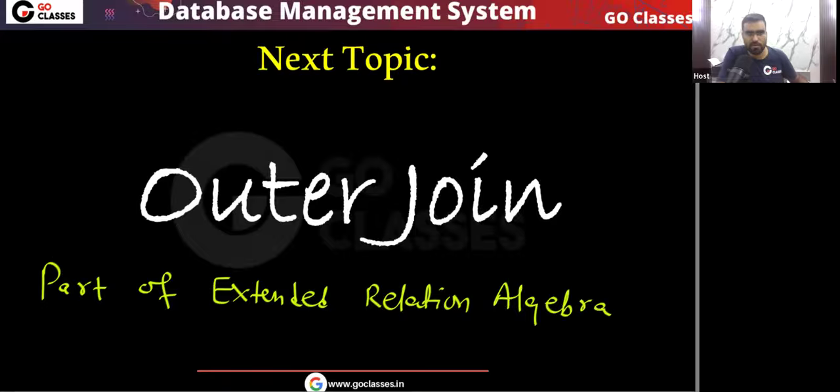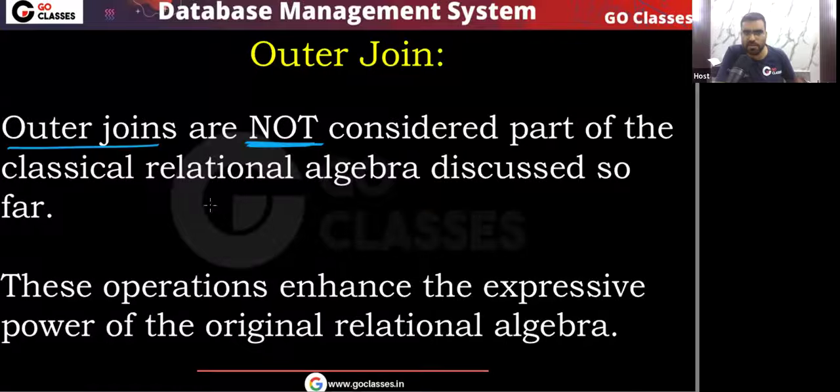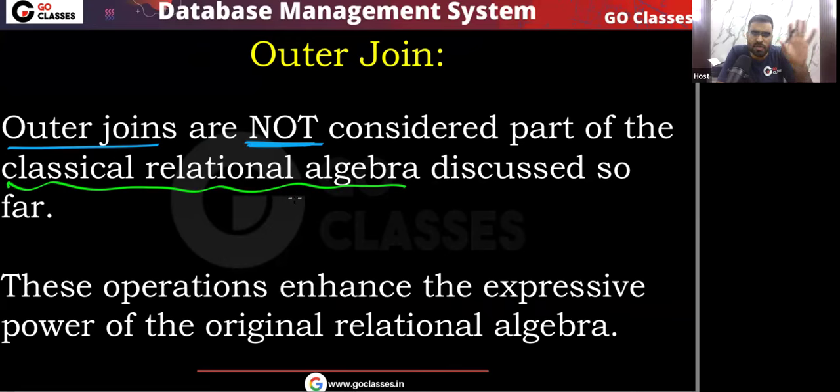This is not part of basic, or classical, relational algebra, because in classical relational algebra there is no concept of null values. See, the basic operations: selection, projection, cross product, set union, set difference, and rename. Can those operations handle null values? Can they introduce null values? No, they cannot. Yes or no? So in the outer join, we have null values.